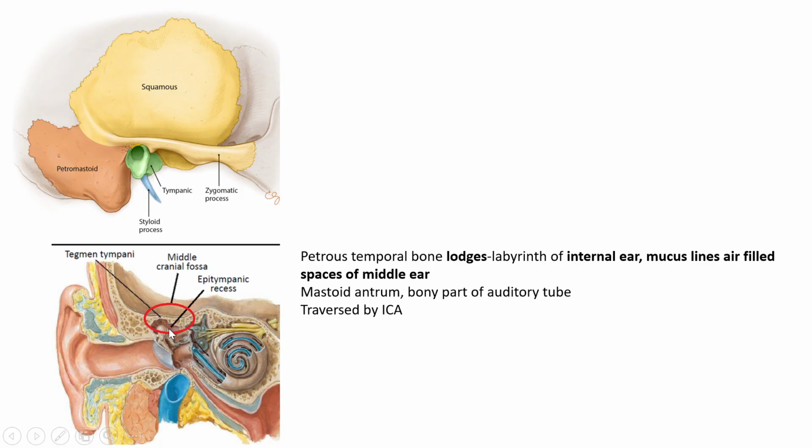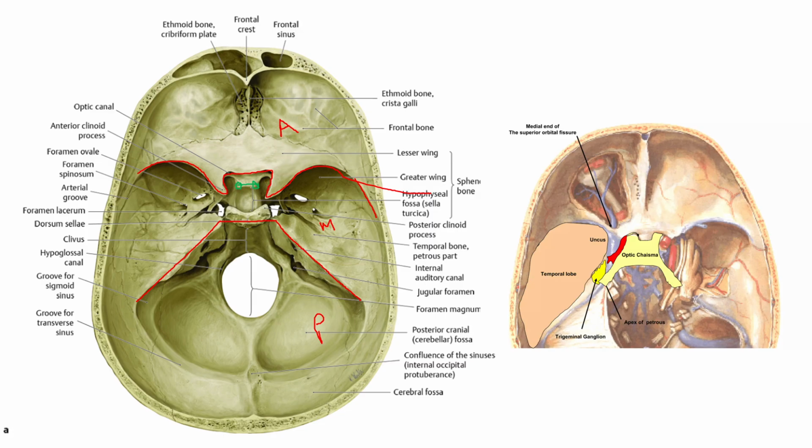Here you can see the meatus temporal bone. This whole is the petrous temporal bone, which is lodging the labyrinth of the internal ear, the middle ear, and the mastoid antrum. This is the bony part, and this is the cartilaginous part. This is the bony part of the eustachian tube, and the internal carotid artery will traverse it. So that's how we move to the other slide.